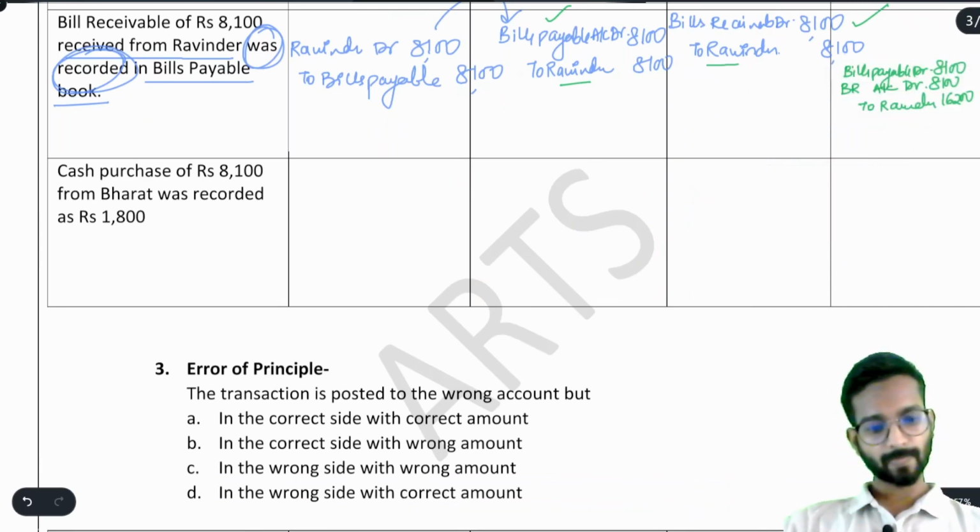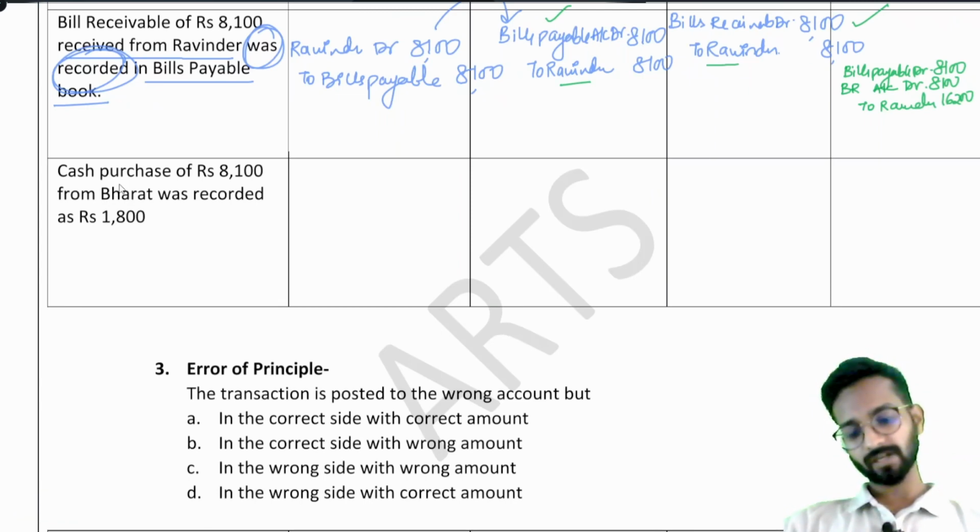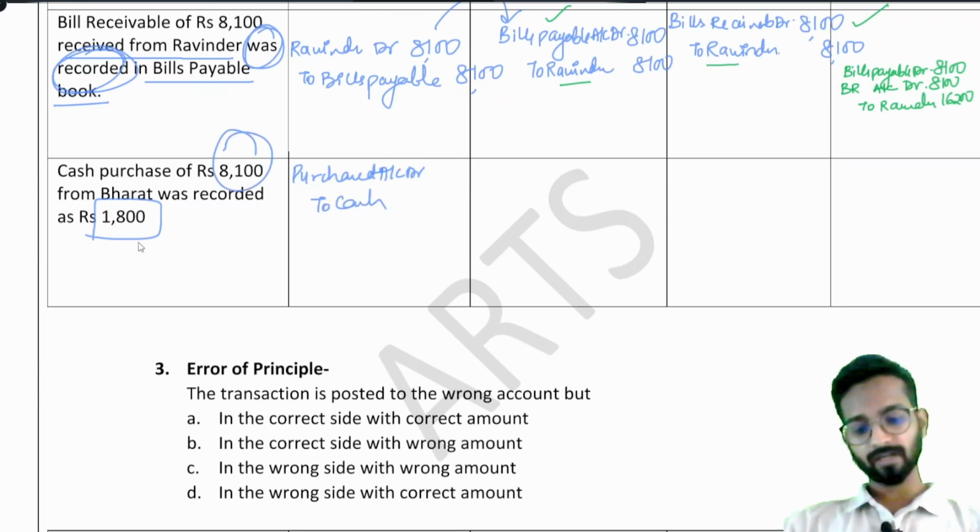See, cash purchase of rupees 8,100 from Bharat was recorded as rupees 1,800. I purchased from Bharat, but it is a cash purchase, so Bharat's account will not come, the name of Bharat will not come. We recorded it as 1,800, so I have written purchase account debit to cash. I was supposed to write 8,100, I have written 1,800.